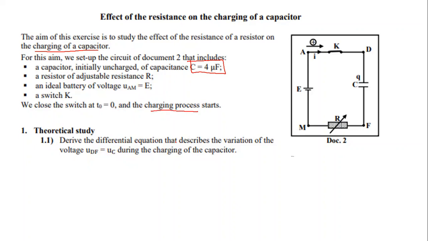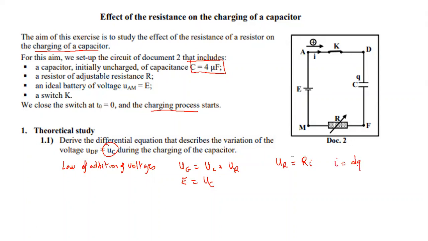First part, derive the differential equation that describes the variation of UC during the charging. So one differential equation in terms of UC. We always start with the law of addition of voltages in series, which gives UG equals U of the capacitor plus U of the resistor. Here UG is equal to E, and we want it in terms of UC. According to Ohm's law, UR is equal to R times I, where in the case of charging, I equals dQ over dt, and Q is equal to C times UC.